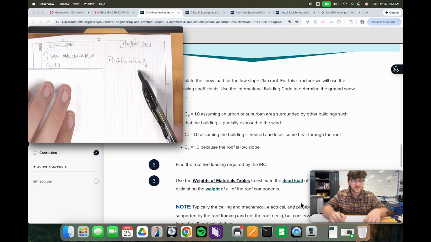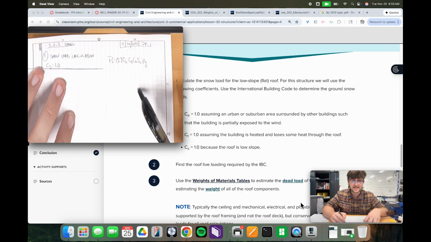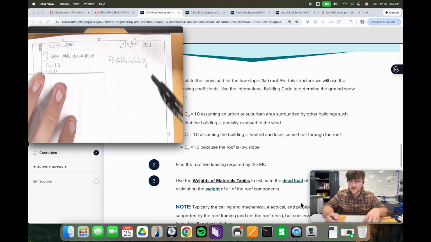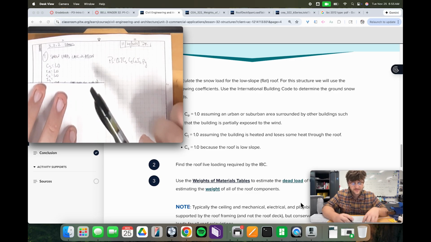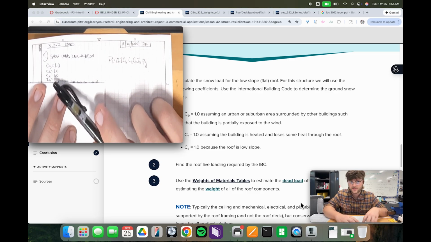What I'm also going to do is start writing down some important information. I know that Cs is 1, as they were saying. I know that Ce is also 1, and Ct is also 1. They mention all of those. The next thing that we're going to have to do, in terms of that importance factor, is find that out.